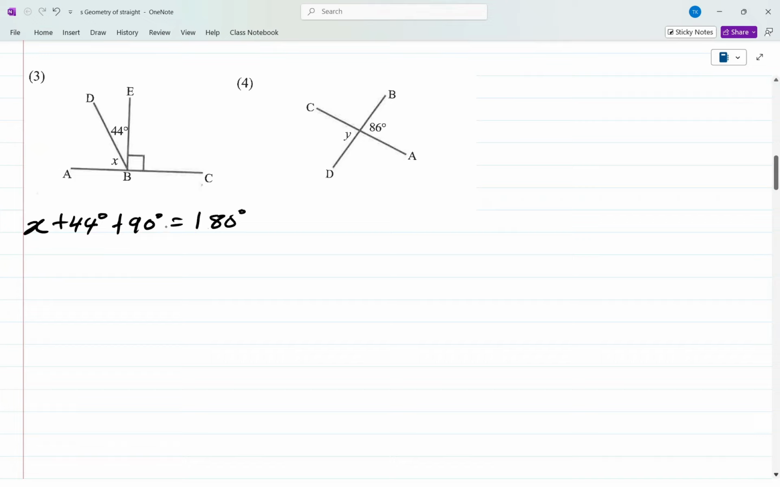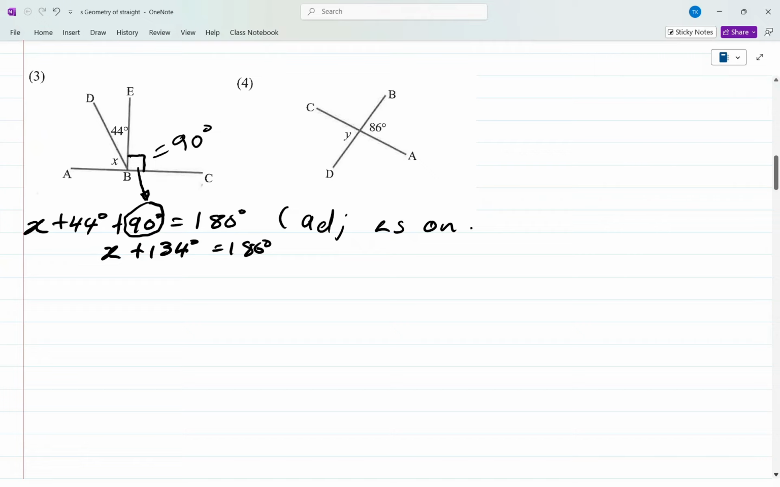Yes, I am aware. Some of you may be asking yourself, where did I get this value of 90 here? This value of 90 is coming from this notation. Whenever you're seeing this notation here in geometry, you must know that it's 90 degrees. Therefore, you're now going to be saying x plus 134 degrees is giving you 180. Before I forget, our reason is still going to be adjacent angles on a straight line.